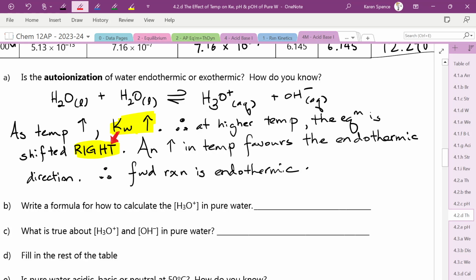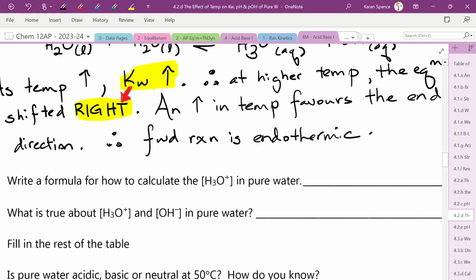If you were away last day, you're going to put your thumbs up, thumbs down, or thumbs in the middle for: yes, I can write a formula for how to calculate H3O+ in pure water. No, I can't, I've got some kind of idea, but I don't know yet. Yes, this formula is Kw. Okay, cool.